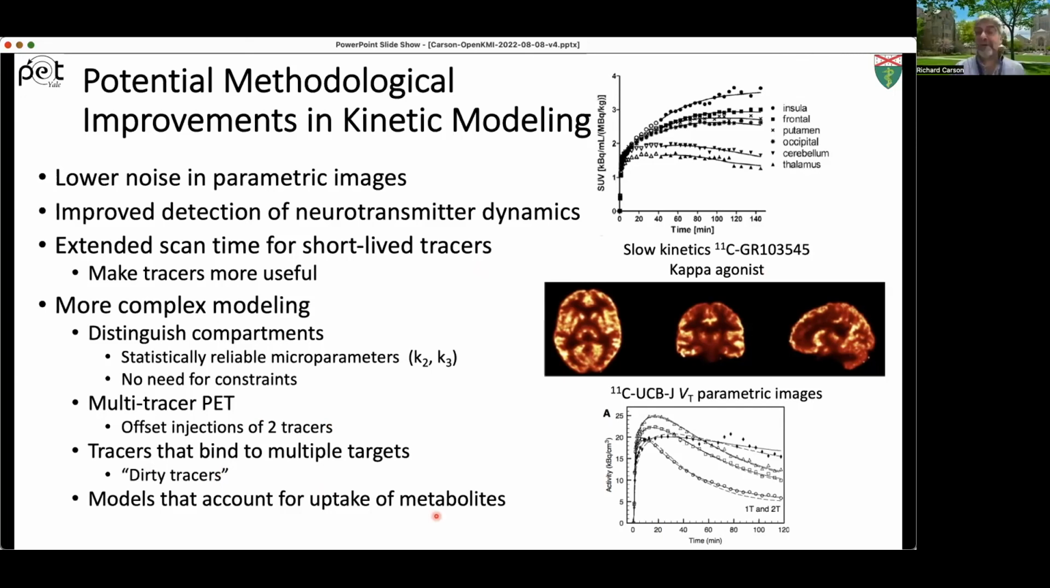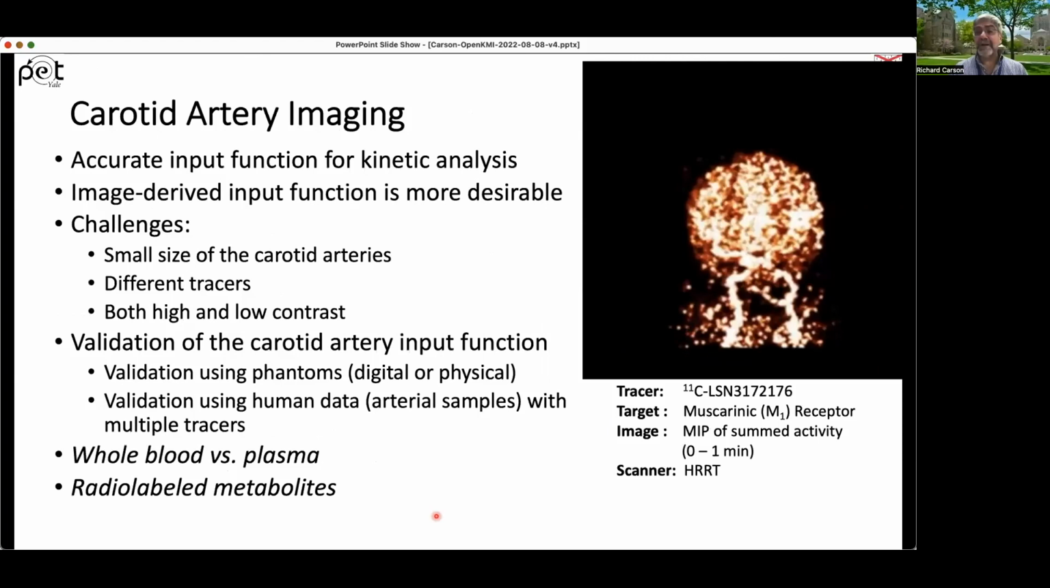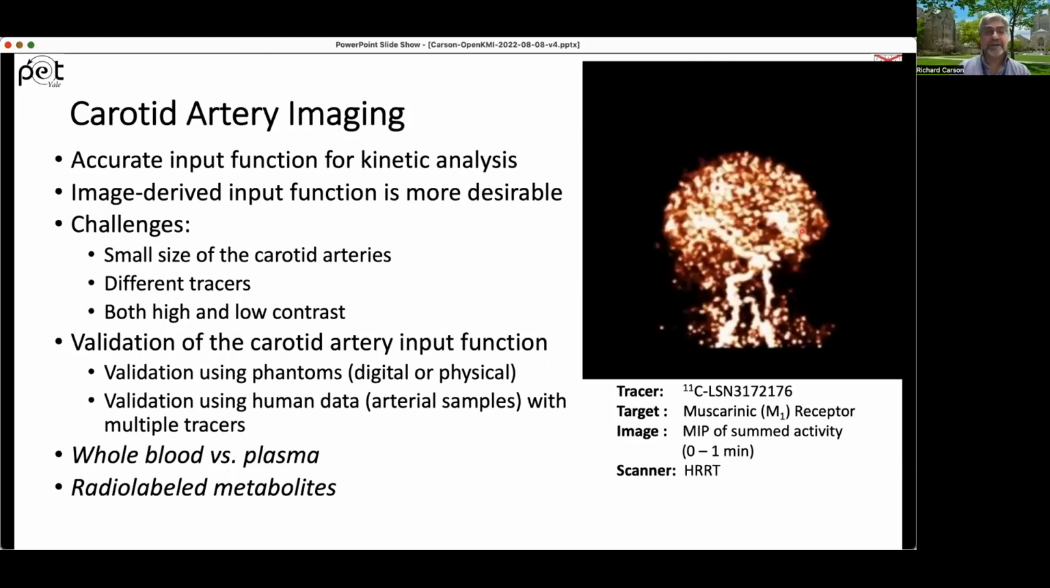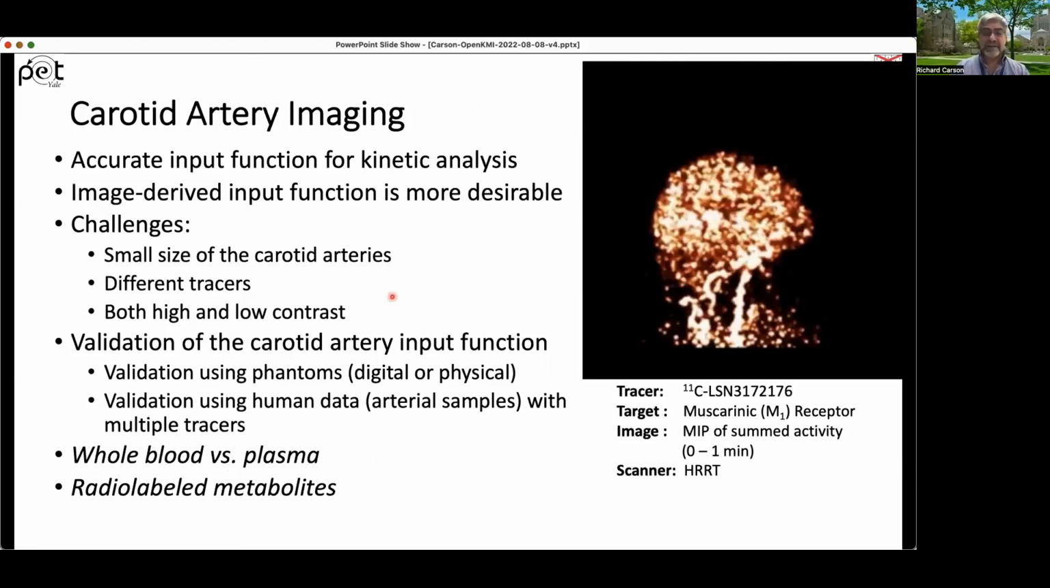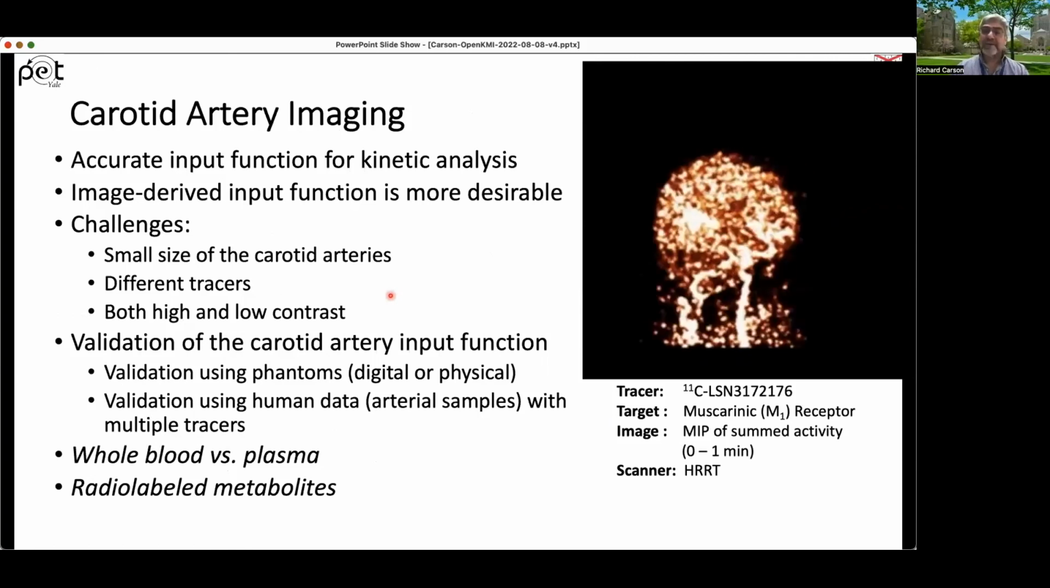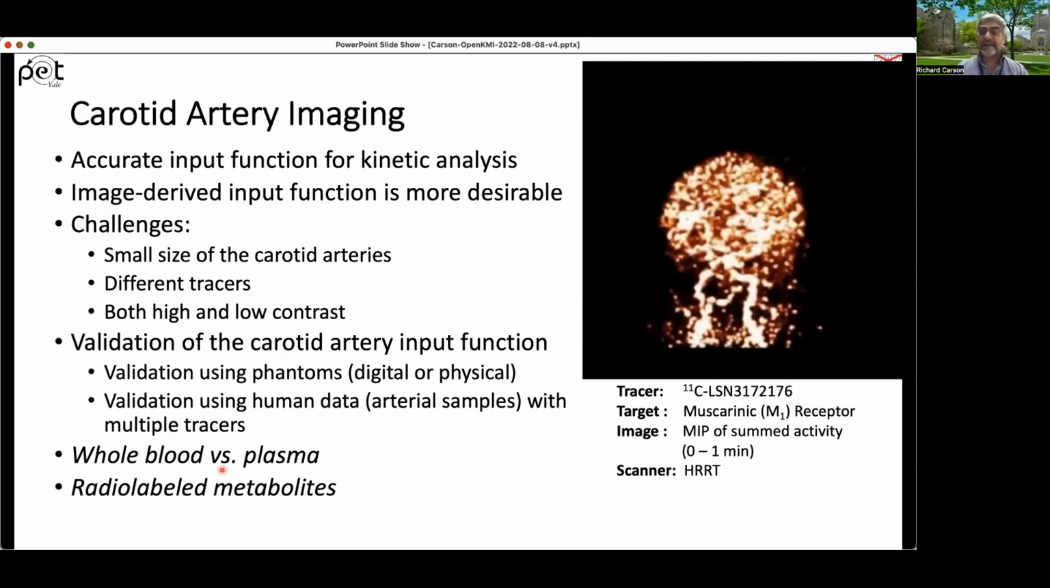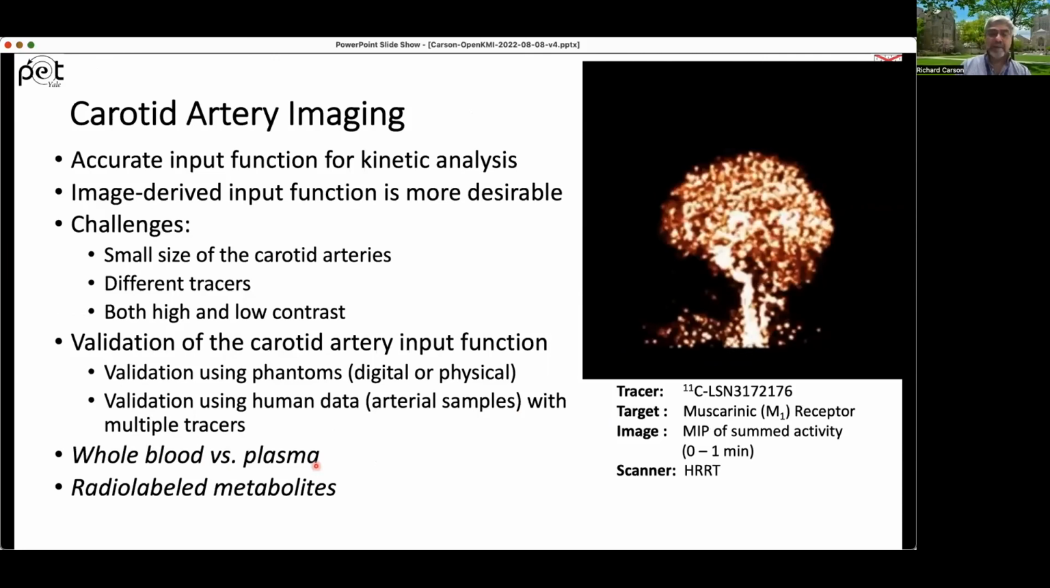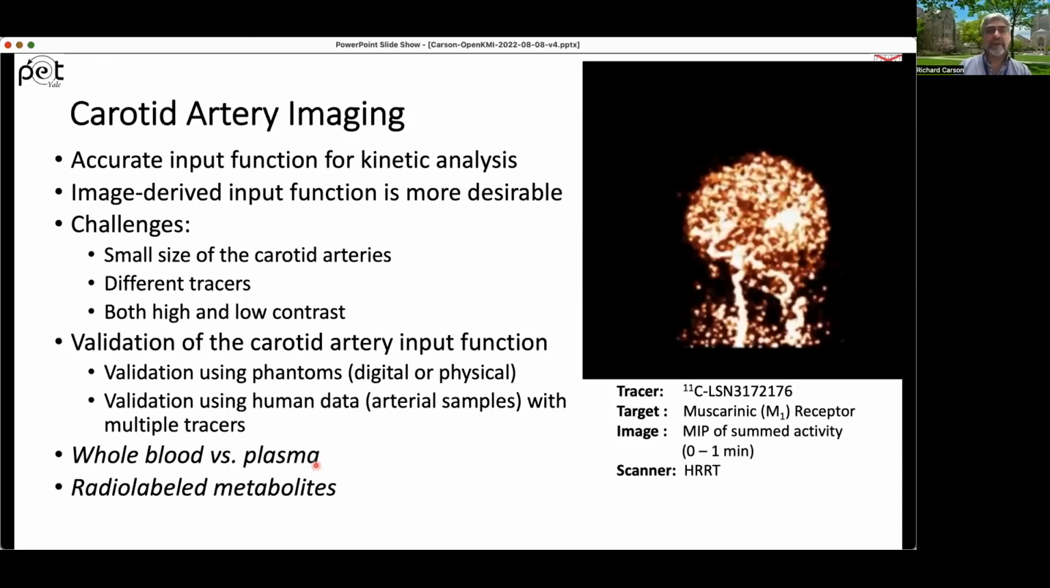And of course, in a brain scanner, we'd love to measure that input function. Here's what the carotids look like on our HRT. And we'd love to be able to understand that. We still have a lot of work to do because that measures the whole blood activity. We've got to separate out the plasma and separate out the metabolites. So still a lot of work to do with that.